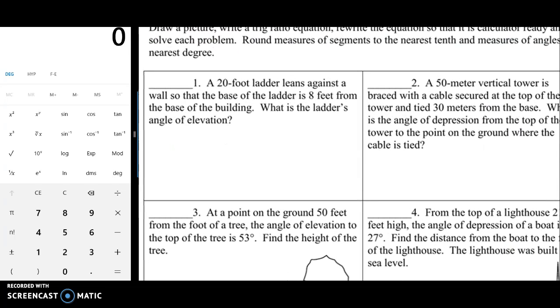Okay, so here's our first problem. It says a 20-foot ladder leans against a wall so that the base of the ladder is 8 feet from the base of the building. What is the ladder's angle of elevation?